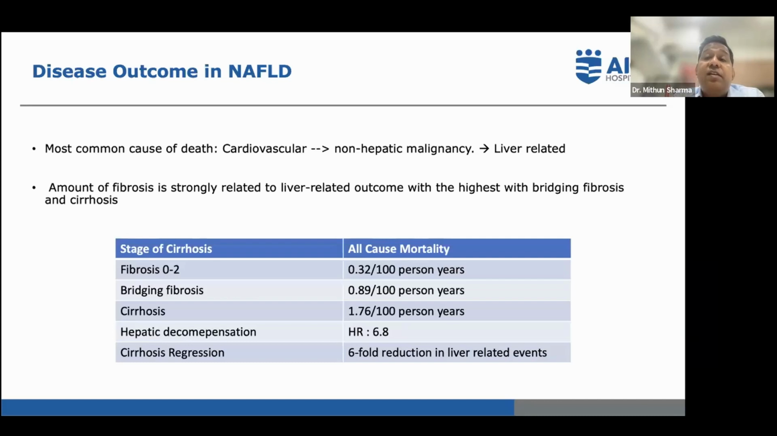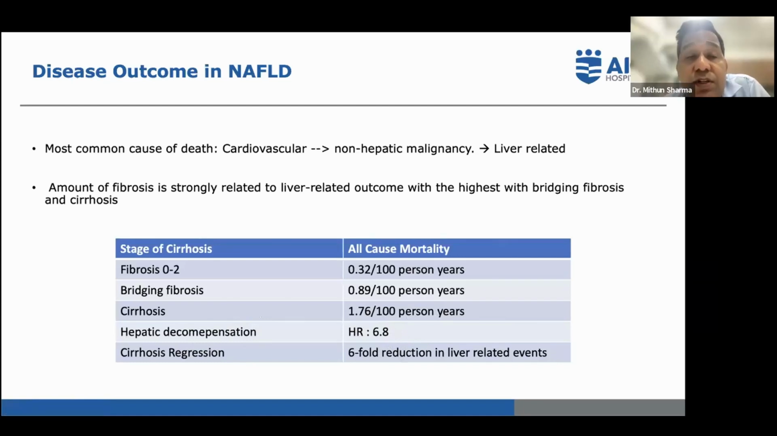When we talk about liver-related causes, the more the fibrosis, the stronger the association with the development of cirrhosis and liver-related mortality. So this table below nicely shows the all-cause mortality. If the fibrosis is low, the all-cause mortality is around 0.2 per 100 person-years. If there is bridging fibrosis, it slowly increases to 0.89. If it's cirrhosis, it increases to 1.79. The moment there is hepatic decompensation, the risk of all-cause mortality increases to a hazard ratio of 6.8.